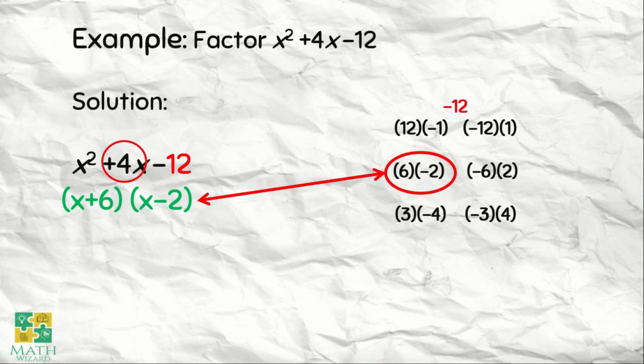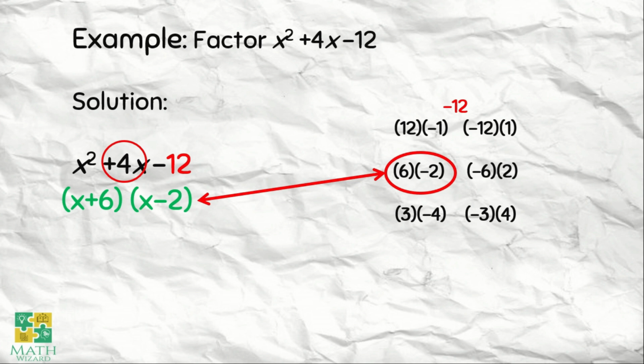Therefore, dahil napili na natin yung factors ng negative 12 na pag pinag-add natin, the result is positive 4, ang gagawin natin, we put them in parentheses. X plus 6 and then x minus 2. Okay? Ulitin ko lang ha. We get the factors of negative 12. Out of that factors, look for the factors or pair of numbers na when you add them, the result is positive 4, which is the middle term.